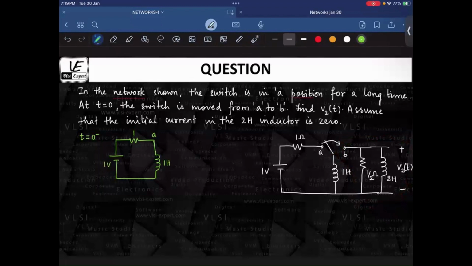So before changing the switch, the circuit is in steady state. And in steady state, how does an inductor behave? It's like a short circuit. That means this circuit will only have a voltage and the resistance. And what will be the current flowing in the inductor at 0 minus? That will be 1 volt by 1 ohm, that is 1 amp. Is this okay?